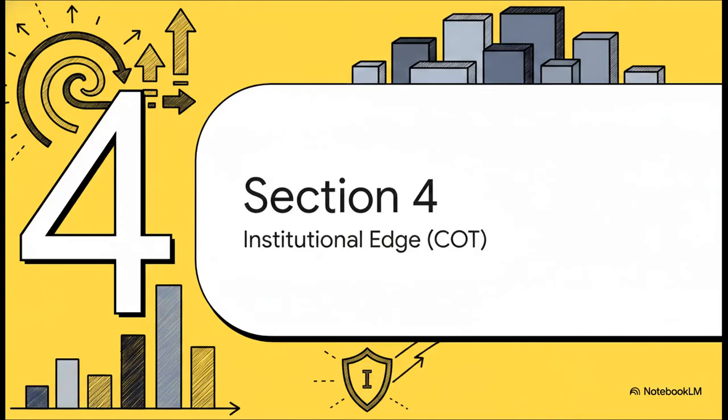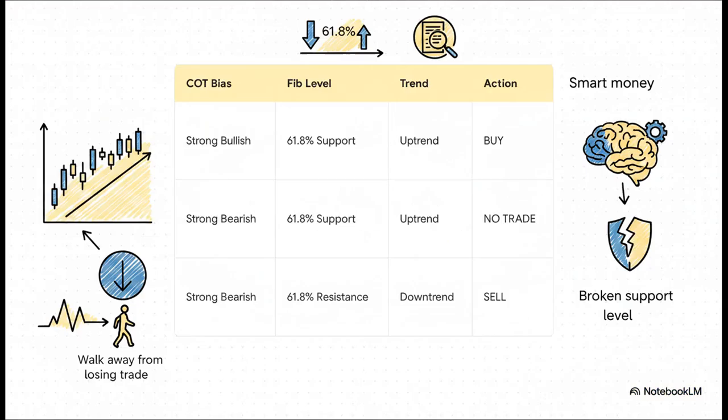Section 4. The institutional edge, using COT data. Now listen closely, because Fibonacci alone is just not enough. That's exactly why retail traders often hover around a 55 to 60% win rate. To really level up, we need to filter our technicals with actual structural market data from the institutions. As a commodities analyst, my go-to is the Commitments of Traders, or COT data, to confirm these Fibonacci levels.